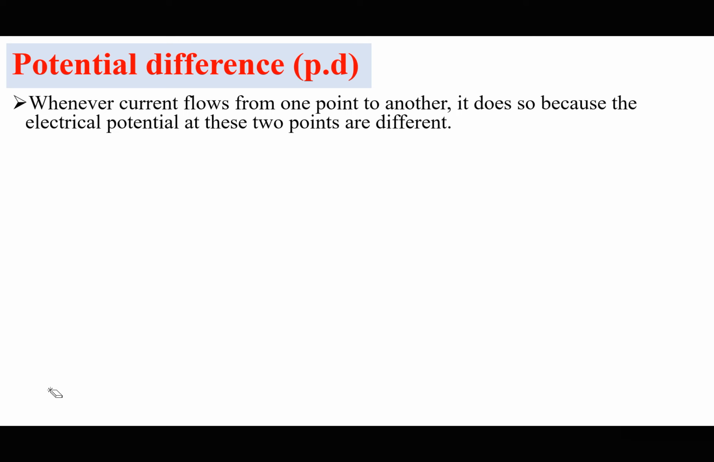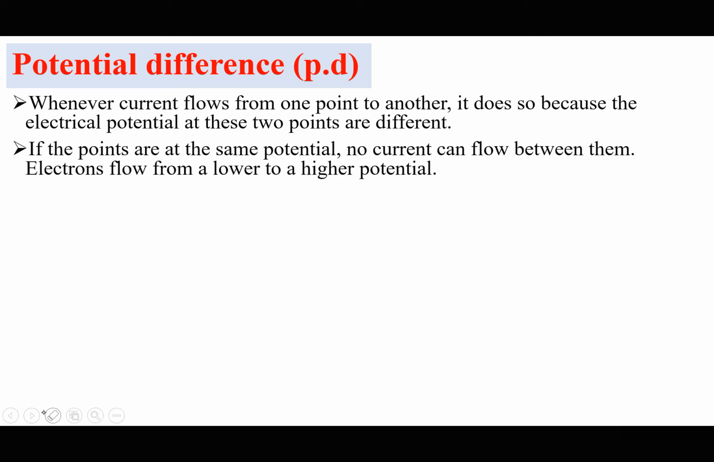Of course, if two points have the same potential, let's say they are both negative and have the same magnitude of the negative sign, it means there is no difference in potential. So if the points are at the same potential, that means there is no difference in potential between the two points, then no current can flow between them.